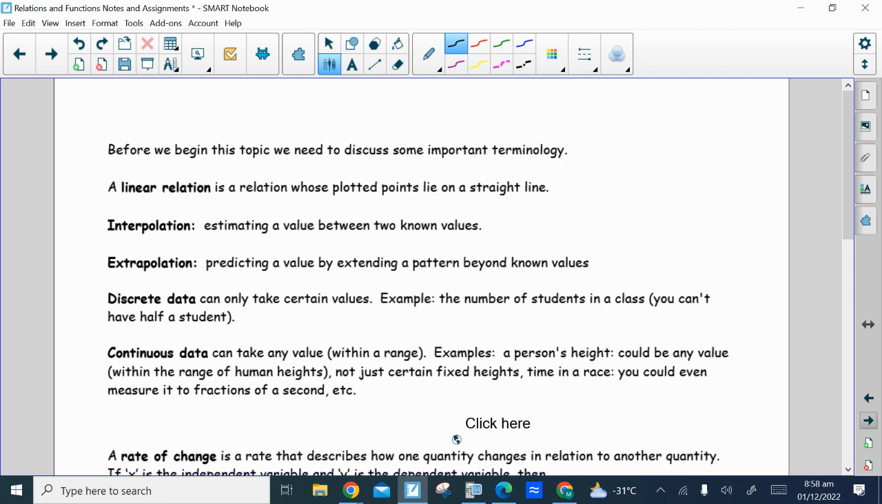We have two different types of data that we talk about. Discrete data can only take certain values. For example, the number of students in a class. You can't have half of a student, so no decimals or fractions if it's discrete data.